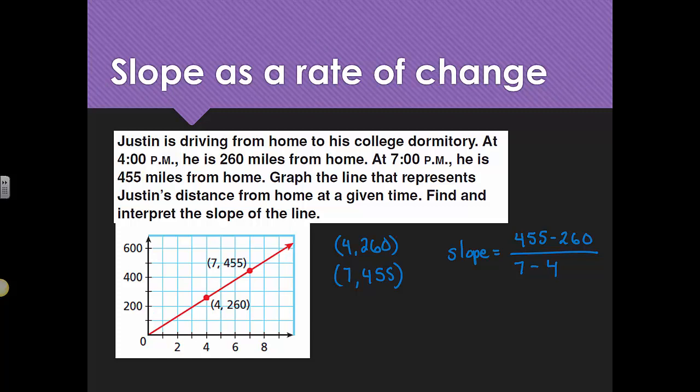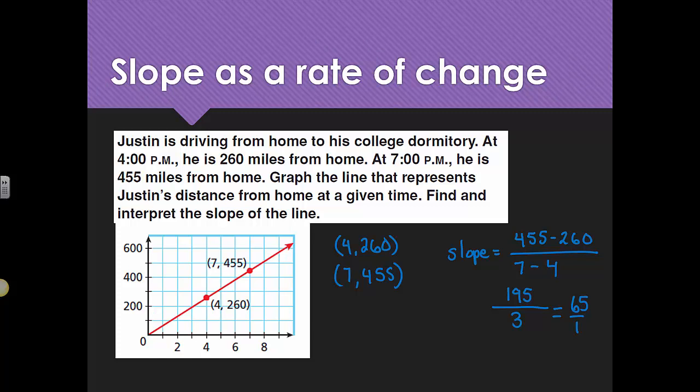So when I do my difference on top, I do 455 minus 260, and I get 195. And then on the bottom, I get 3. So I can go ahead and divide that 195 by 3, and I get 65, and I could put that over 1 if I needed to.